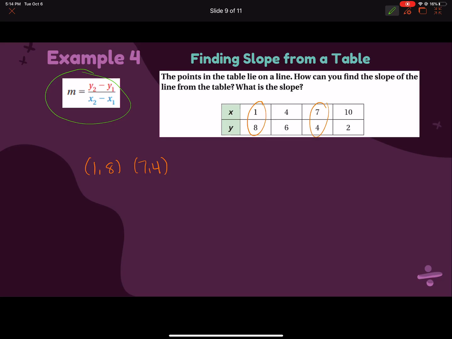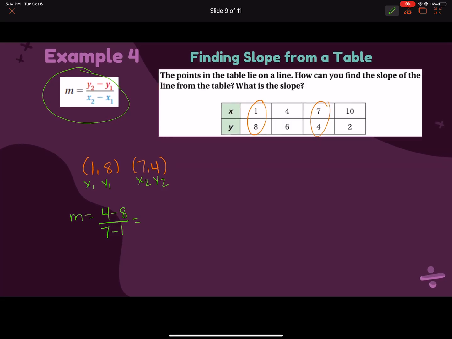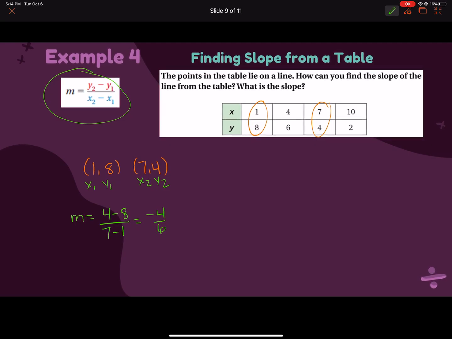So the slope formula is x1, y1, x2, y2. y2 minus y1 would be 4 minus 8. x2 is 7. x1 is 1. So when I work this out, I get -4 over 6, or -2/3. Because -4 over 6 would reduce to -2/3.